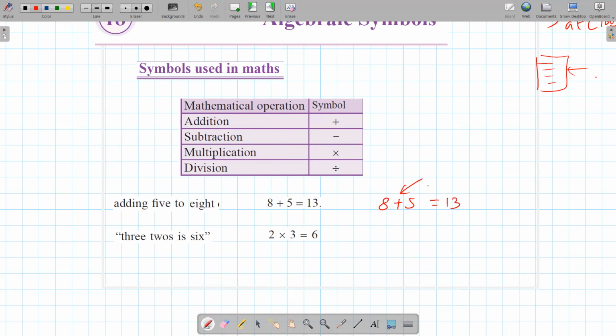So we are calling these symbols. This is also a symbol, but for numbers. These symbols tell something: a value, or sometimes an operation, meaning do something. Now, 3 twos is 6. How do you do that? 3 into 2, you multiply. Then 6. This is the way we represent what is given in words. This is the way we represent using symbols.